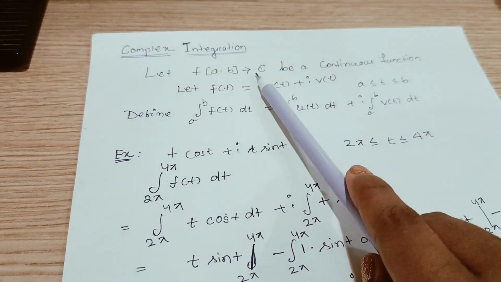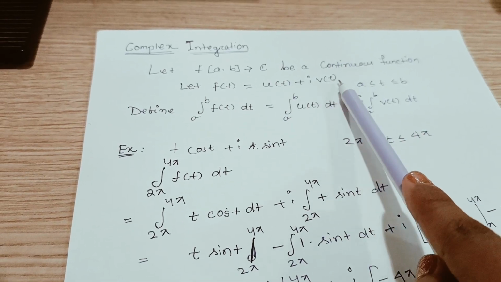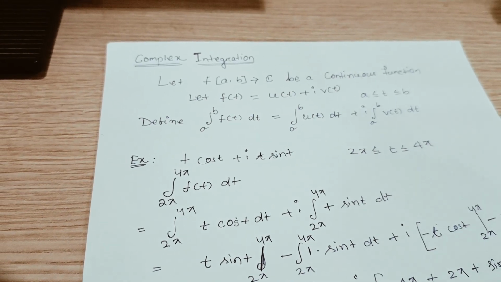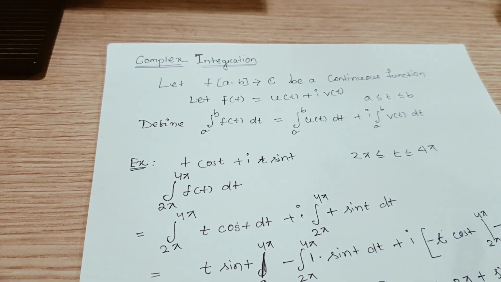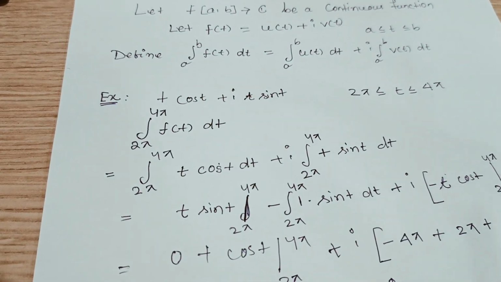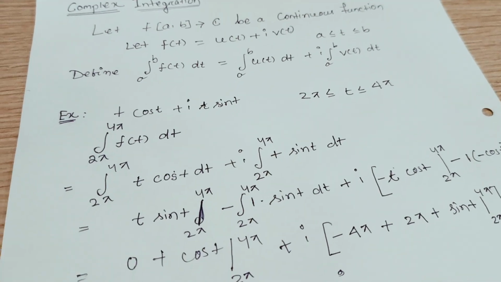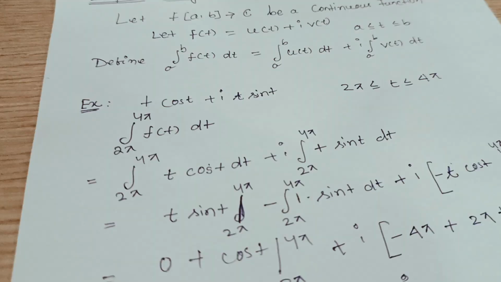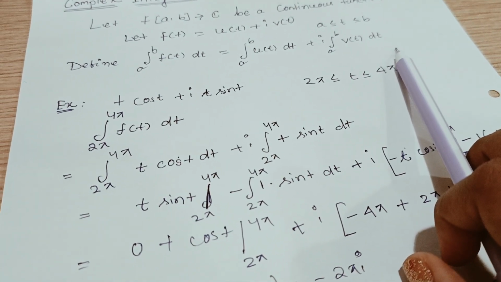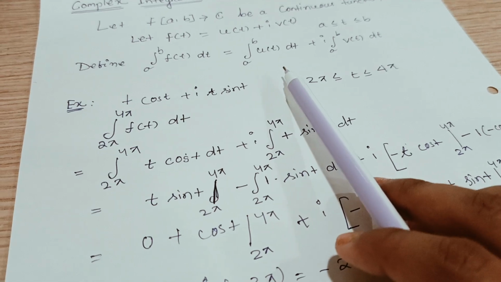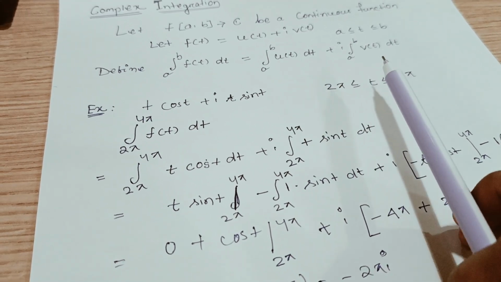and bounded interval. And now let f(t) equal u(t) plus i v(t). Now f is a function of the real parameter t, so it is separated into real and imaginary parts. And the integral from a to b of f(t) dt equals the integral from a to b of u(t) dt plus i times the integral from a to b of v(t) dt. Right. Here f(t) is defined in terms of the Riemann integral that we know.